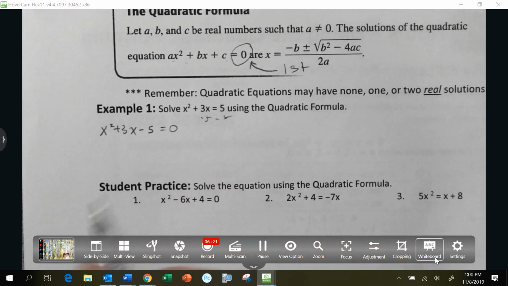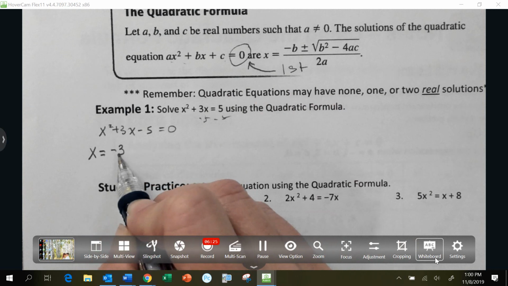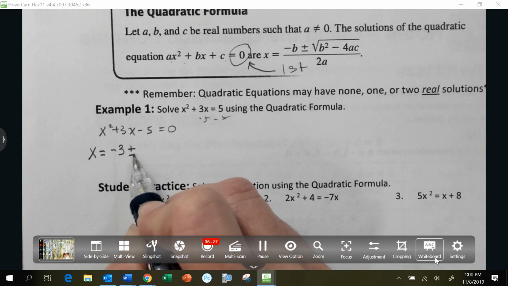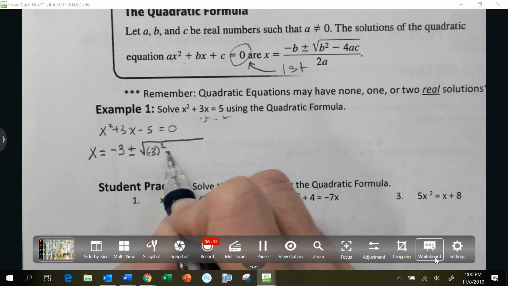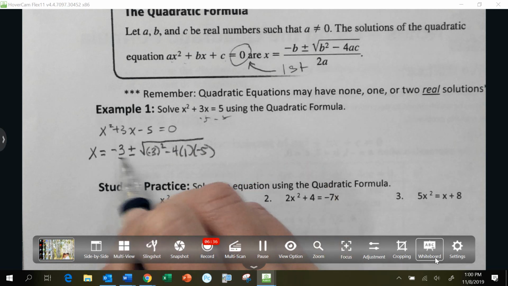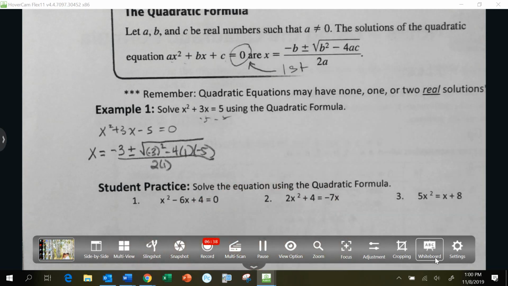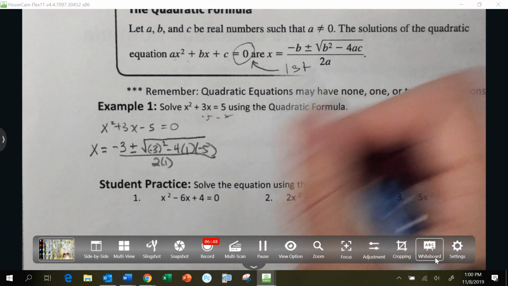Then we sing our song. X equals opposite b plus or minus square root b squared minus 4ac all over 2a. Okay, on a quiz or a test, you don't actually sing it for every single question. You just sing it to write down the formula, and then you can plug stuff in.